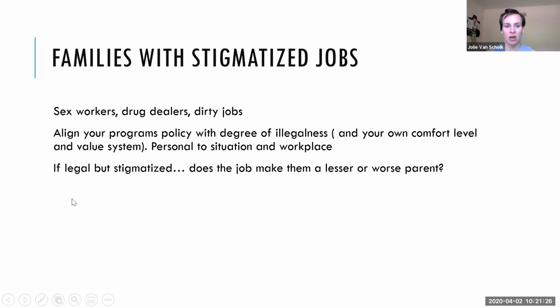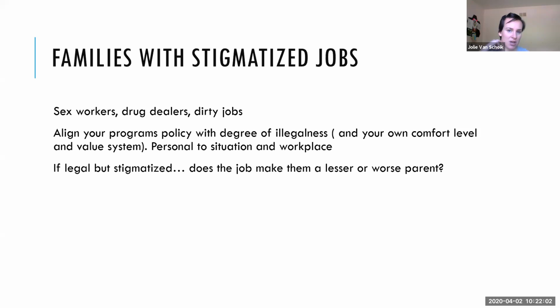Families with stigmatized jobs. This might be sex workers, and we're one of the biggest areas for sex trafficking. So some of our families might be current sex workers, and this would include strippers, prostitutes, people who do webcam things in order to make money, or they're getting out of that, but they might still have the stigma because they used to do it, or if they were sex trafficked coming out of that. People who are drug dealers or felons, people who do really dirty jobs like sanitation and clean up porta potties and things like that.